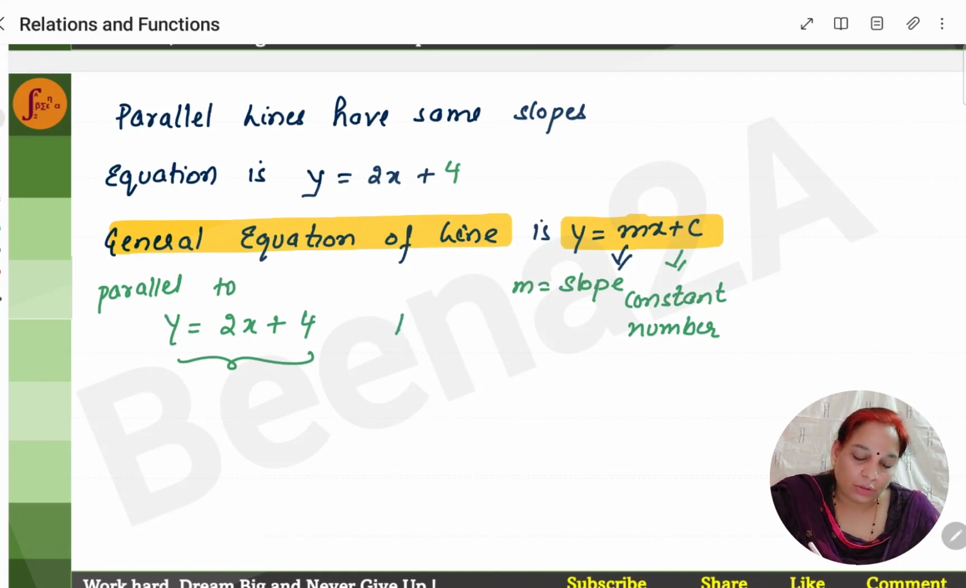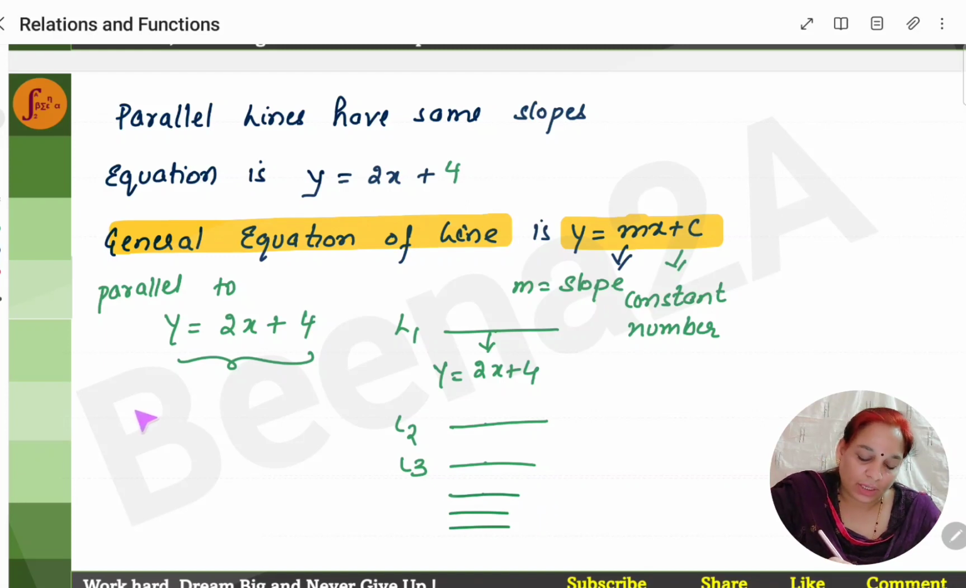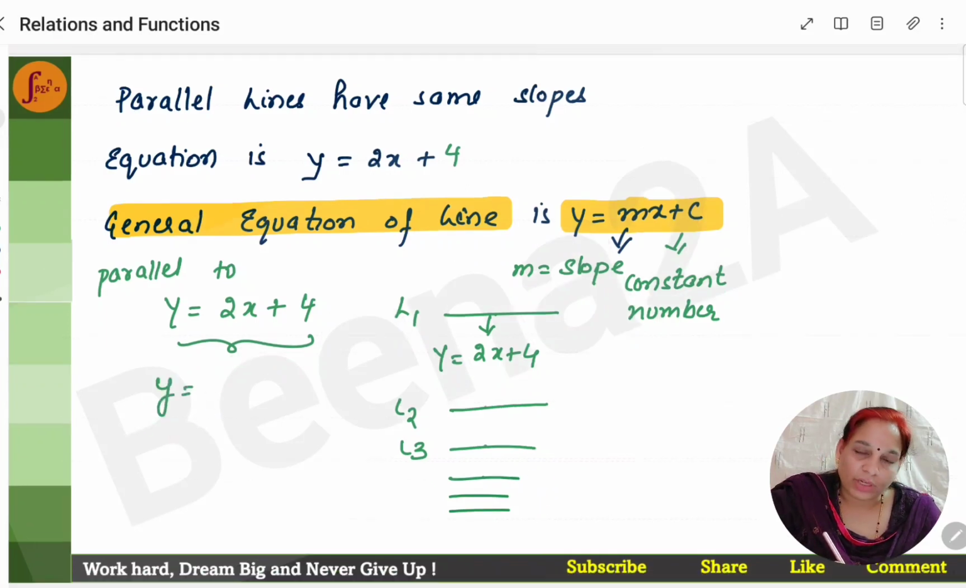So now say you have line L1. This is line L1. This is represented using an equation, and that equation is y equals 2x plus 4. Now I need to find all lines that are parallel to this. There could be an infinite number of lines which are parallel to this. Now, what is the equation of those lines? The equation of those lines we can say is y is equal to 2x plus c. So just replace this number 4 with c.